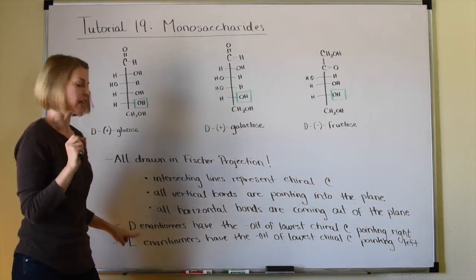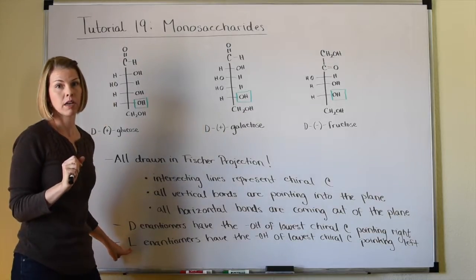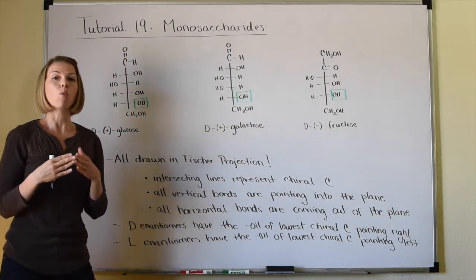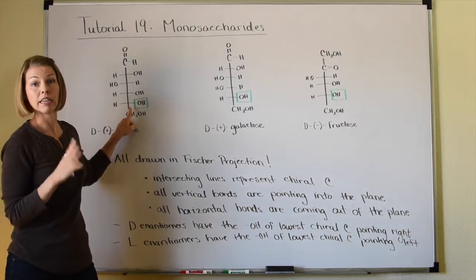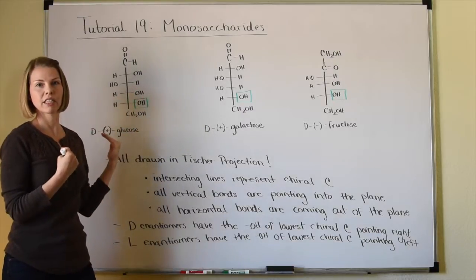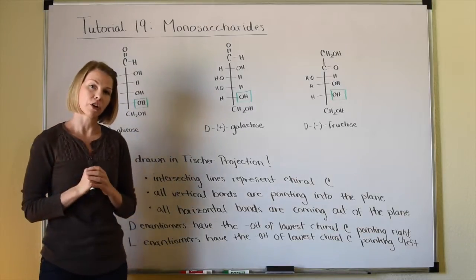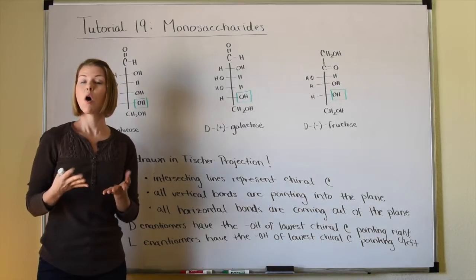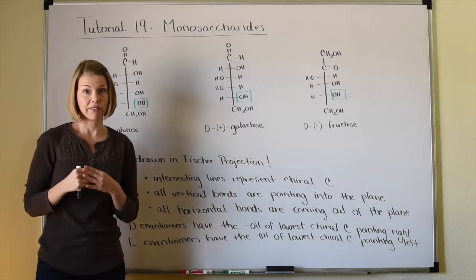Okay, so real quick, I just want to point out that the capital D does not stand for dextrorotatory, and the capital L does not stand for levorotatory. The capital D and the capital L simply tell you whether or not the hydroxyl group on the lowest chiral carbon in a Fischer projection is facing to the right or to the left. It does not tell you whether or not that enantiomer is dextrorotatory, meaning it rotates plane polarized light to the right, or levorotatory, meaning it rotates plane polarized light to the left.